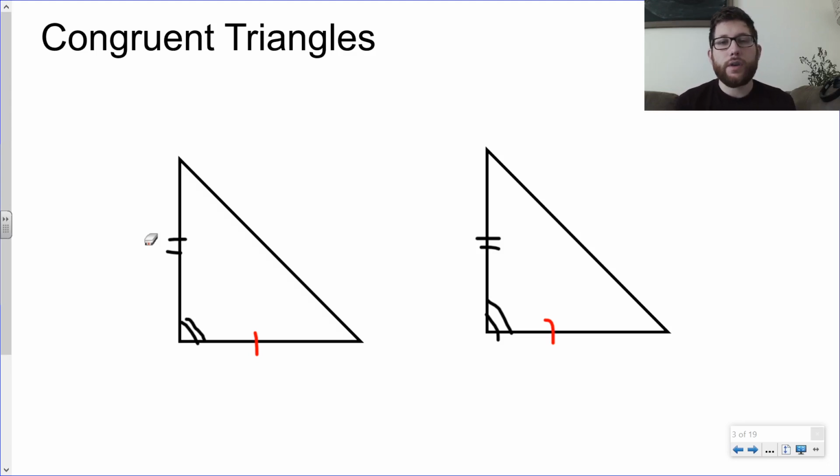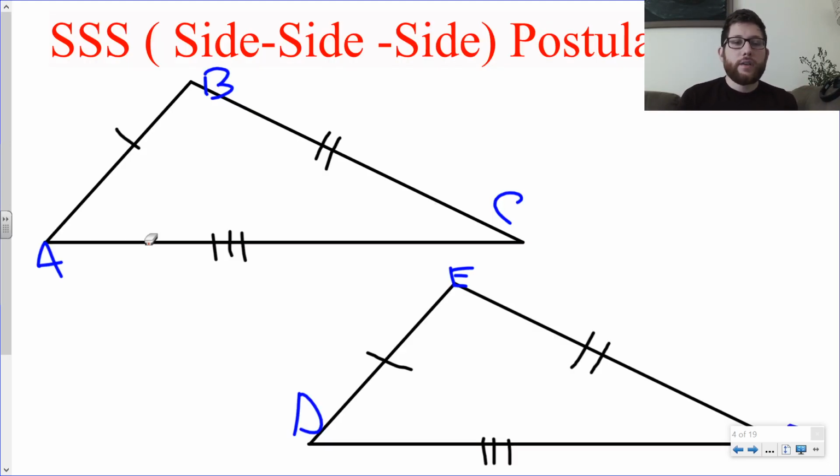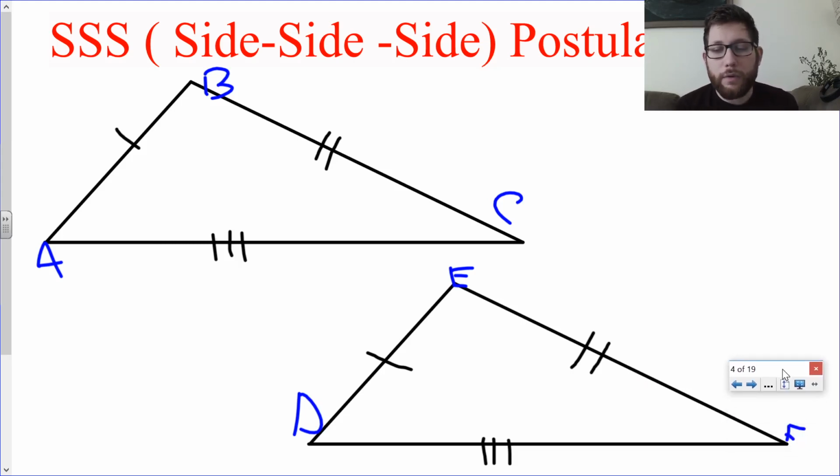So we're going to go through different types of ways that I could have certain information about my triangle but be missing other information and still know the triangles are the exact same size. So the first way we can tell if triangles are congruent is by what we call side, side, side, or SSS. If I know the 3 sides of one triangle match the 3 sides of another triangle, then I know for sure that these 2 triangles are congruent.